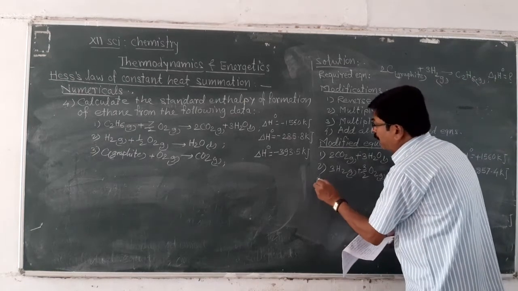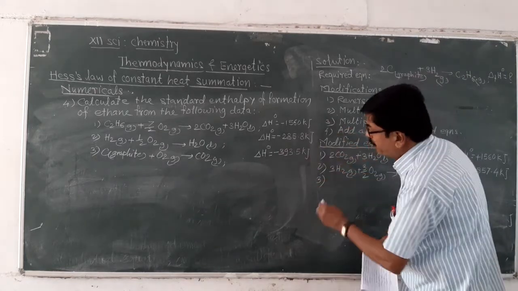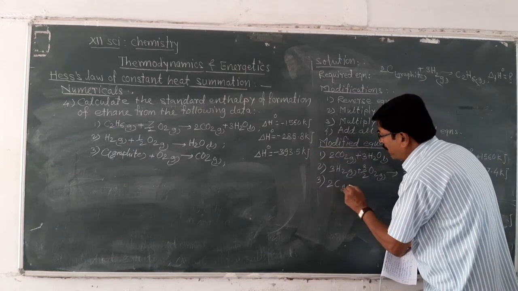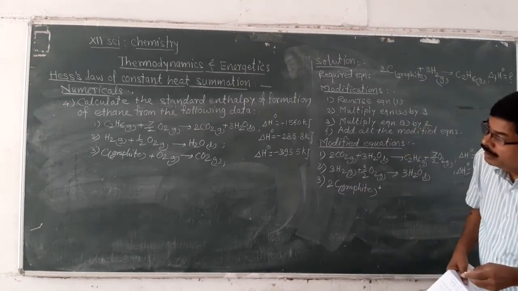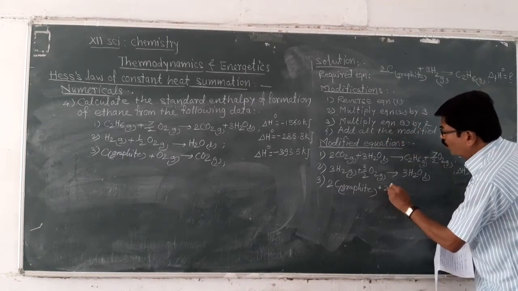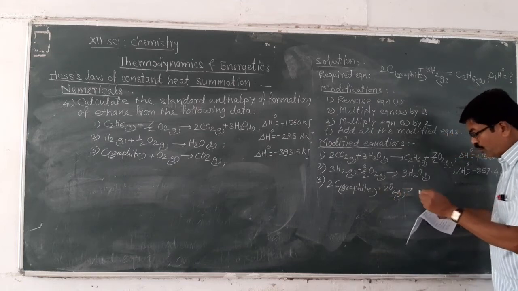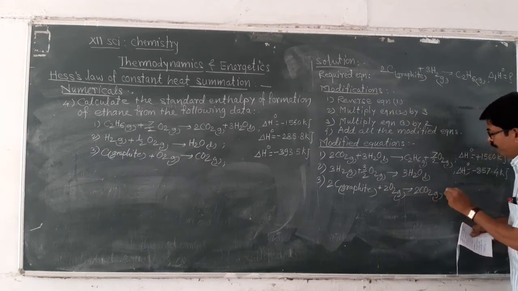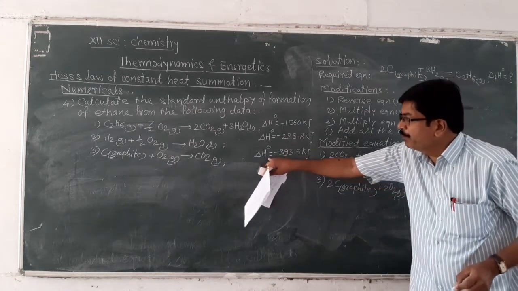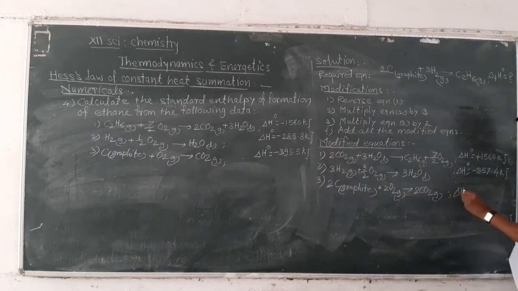Third equation, 3 is multiplied by 2. That means it becomes 2 carbon graphite plus 2 O2 gas gives 2 CO2 gas. And if this enthalpy is multiplied by 2, it becomes minus 787 kilojoule. All modifications are made.